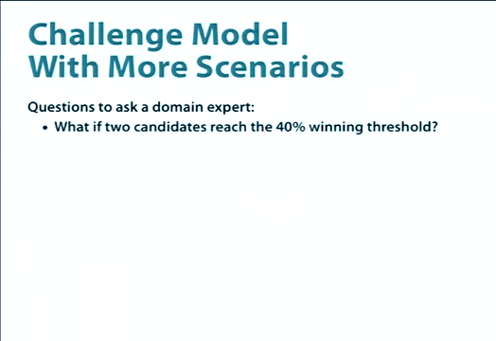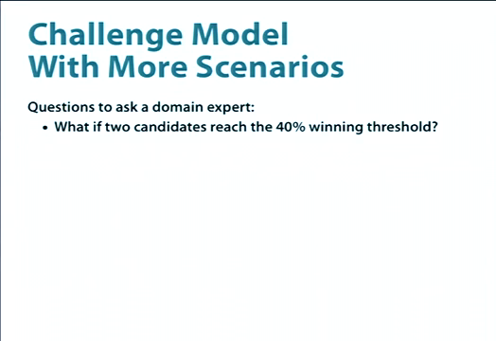What if 2 candidates reach the 40% winning threshold? Did anybody notice this flaw? Anybody happen to catch this? So in our model, 2 candidates could both get more than 40% of the vote, right? Because that's still less than 100%. They're not both winners. So we're actually missing something in our scenario, and that is that it's not just a winning threshold, it's winning threshold and plurality.